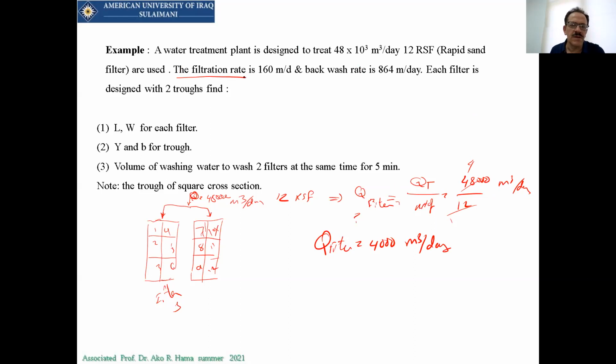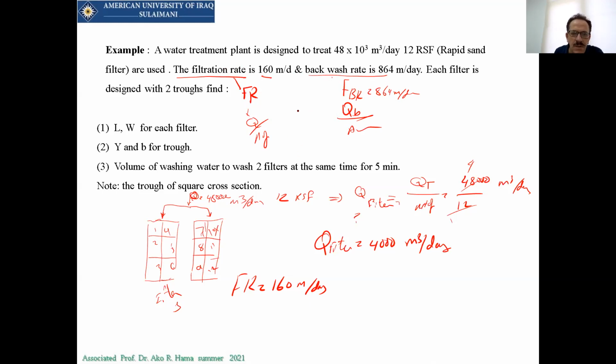The filtration rate, the FR, is 116 meter per day. So the filtration rate is equal to 116 meter per day. And the backwash rate, filter backwash rate, is equal to 864 meter per day. And we ask, what is the difference between this and that? This is the Q divided by area of the filter, which is the normal Q. This is the Q backwashing divided by area of each filter.